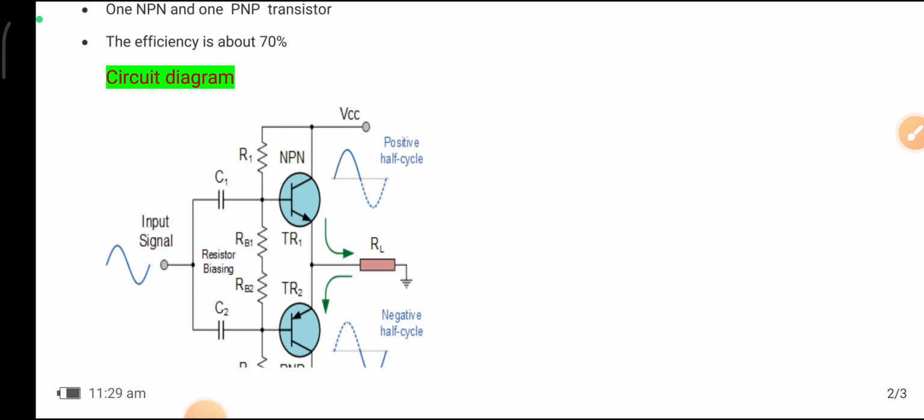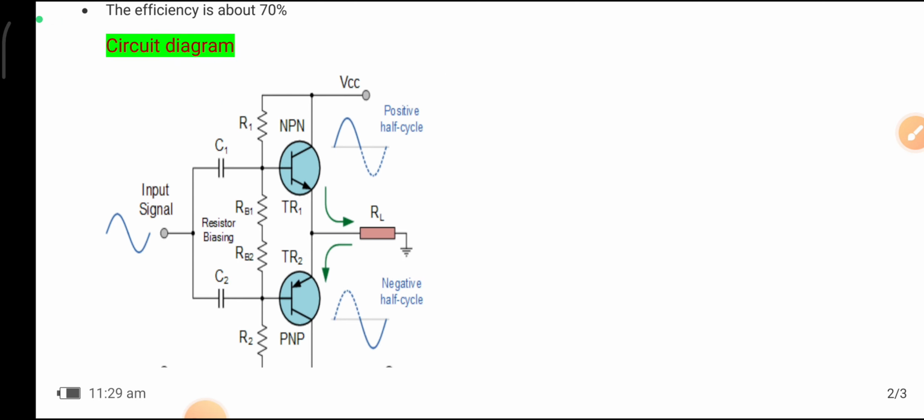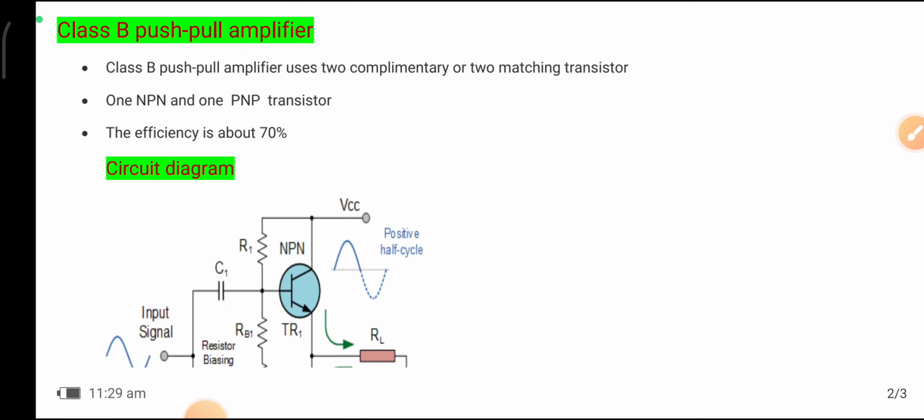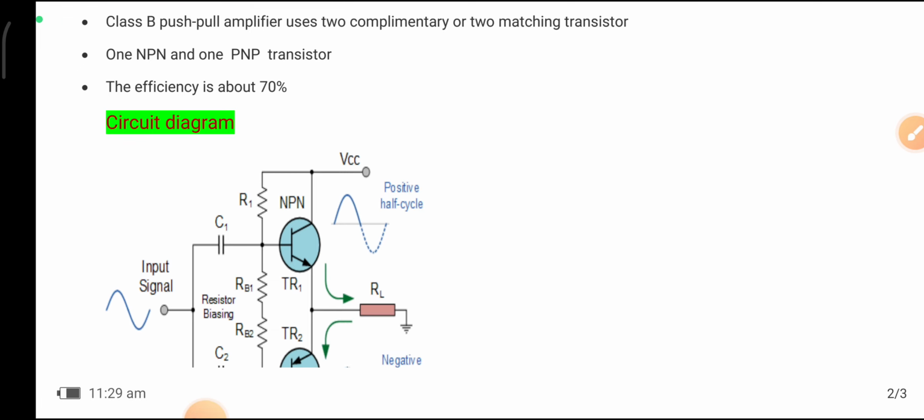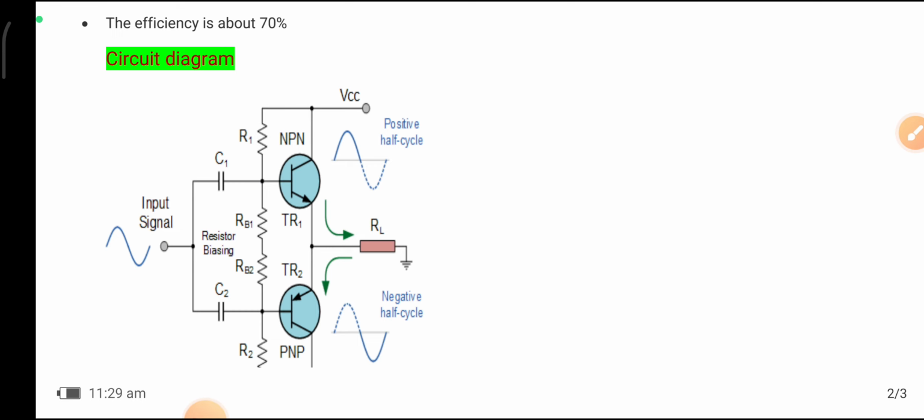So here you can see in the circuit there are two transistors, and in some circuits one transistor is NPN and the other transistor is PNP. The efficiency is about 70%. This efficiency is more than the class A amplifier. In a class A amplifier, the circuit contains only one transistor. The efficiency of the class A amplifier is about 30%, so it is very low efficiency.